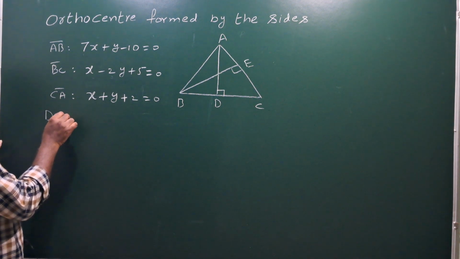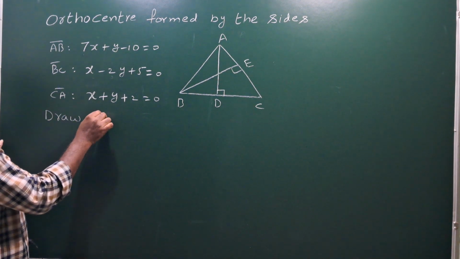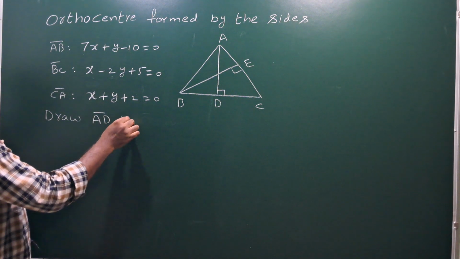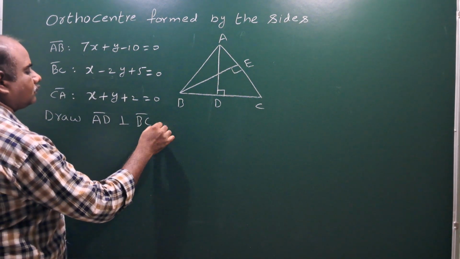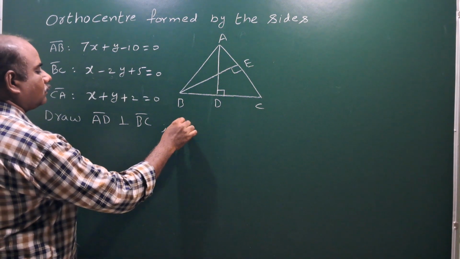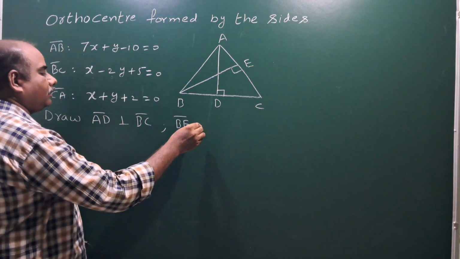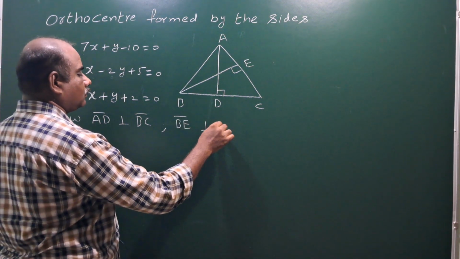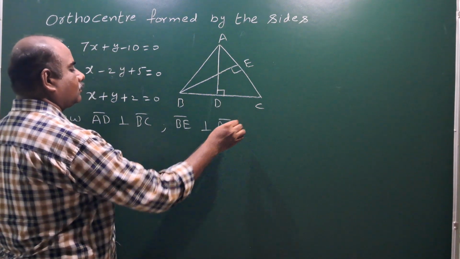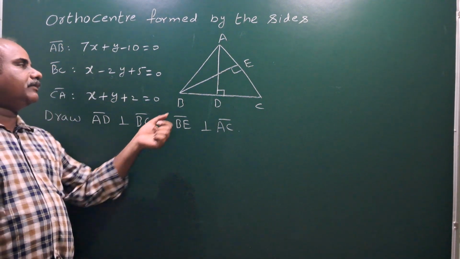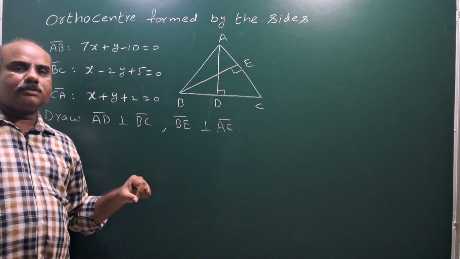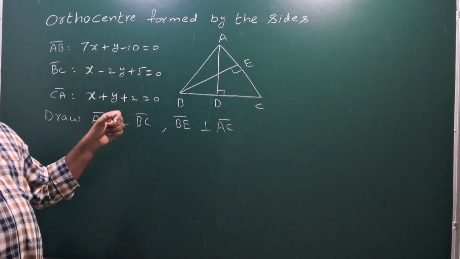Draw AD perpendicular to BC and BE perpendicular to AC. Now our aim is to find the equations of AD and BE. So how do we find the equations of AD and BE?